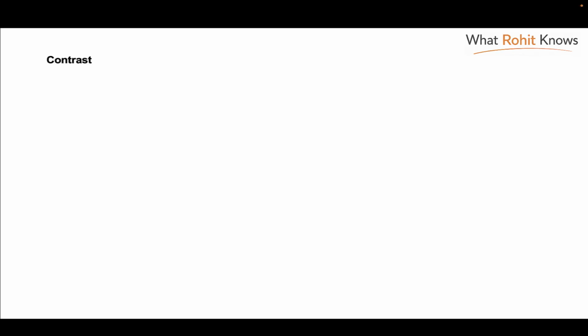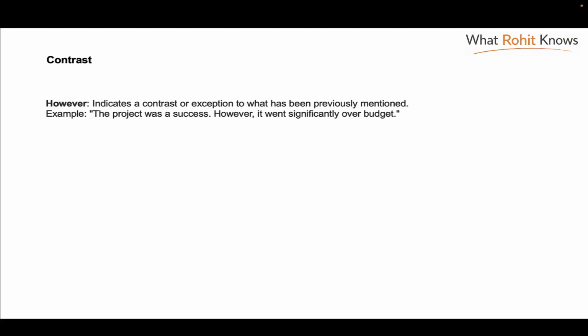The next linking words are for when you want to show contrast. The first, and probably the most common, is however. You mention a point previously and then you want to show a contrast or an exception to that. For example, the project was a success. However, it went significantly over budget.